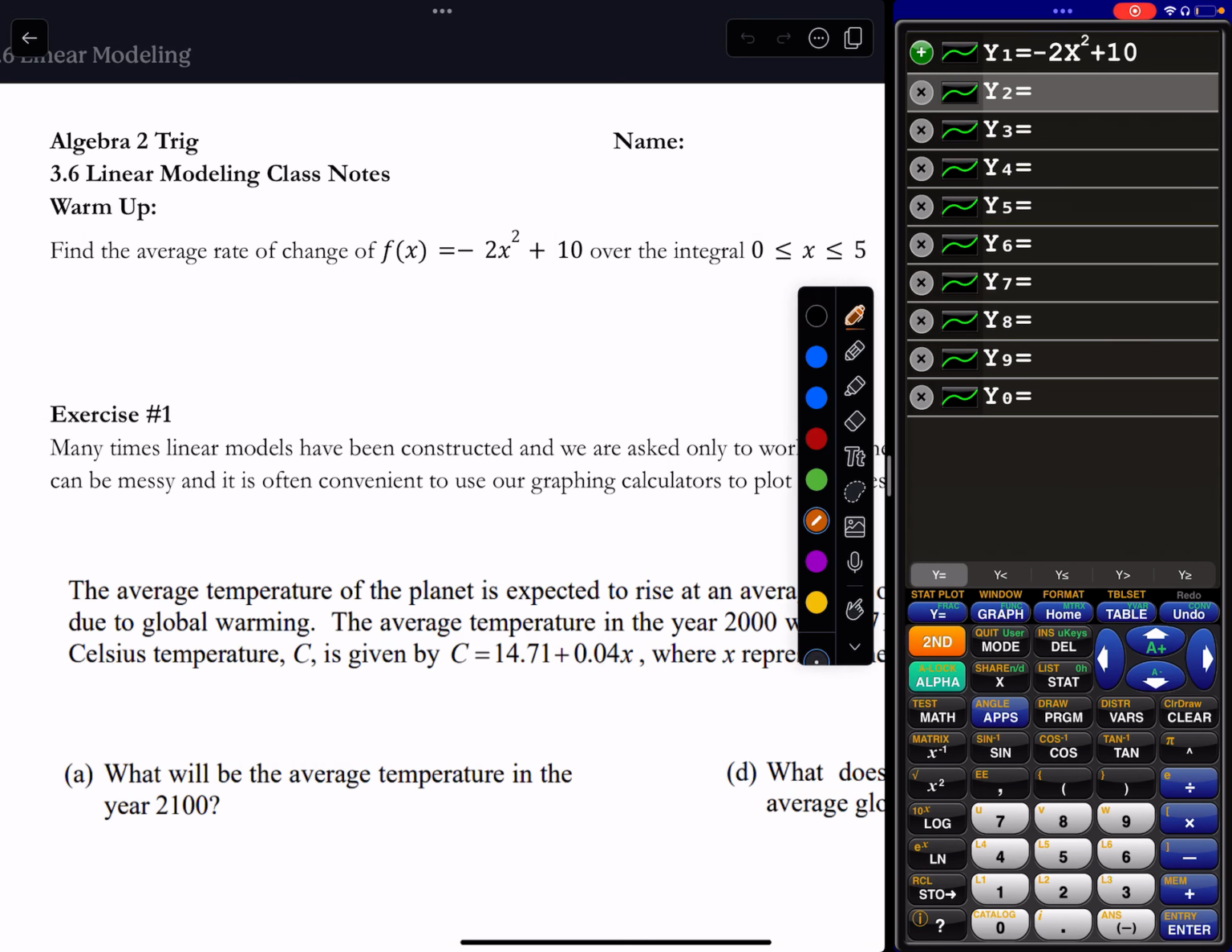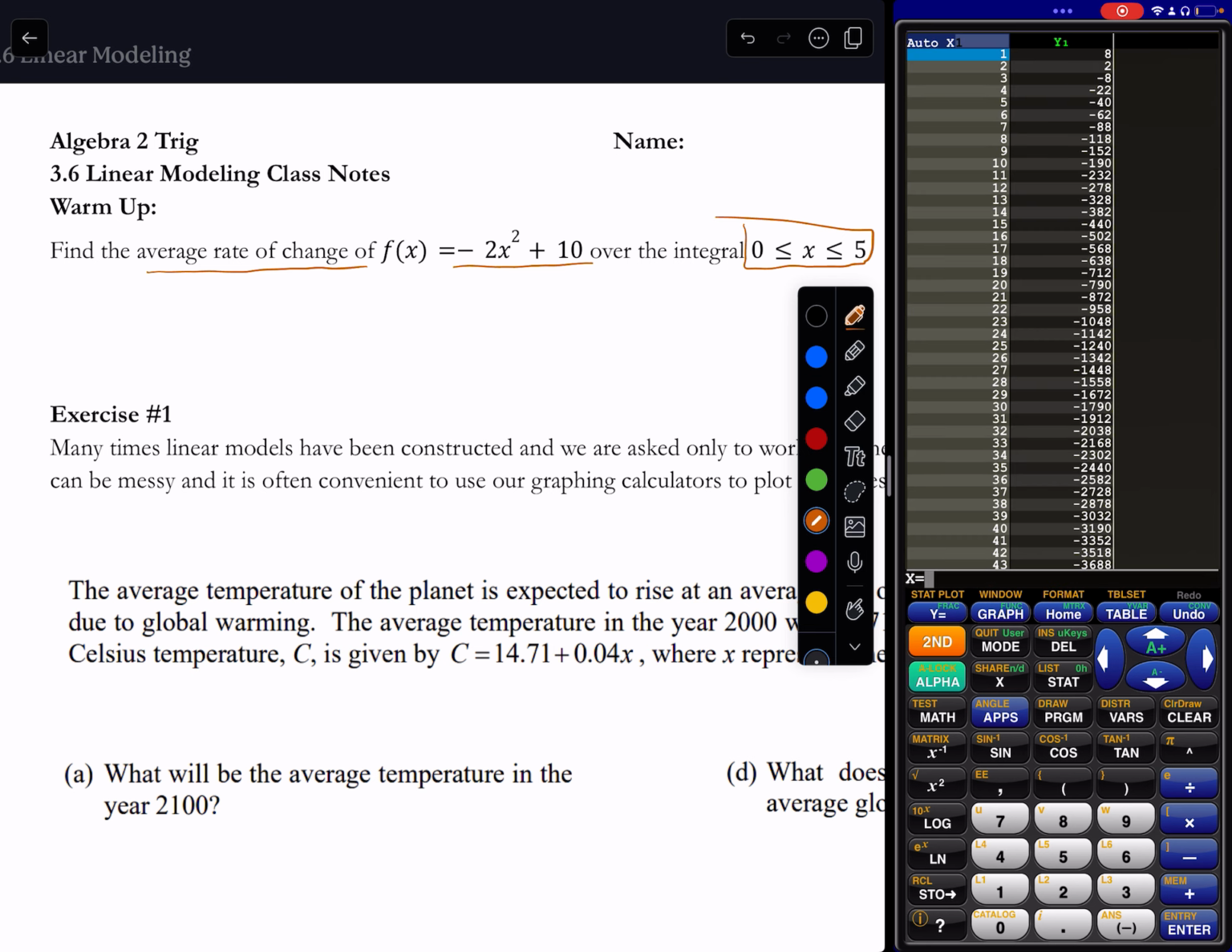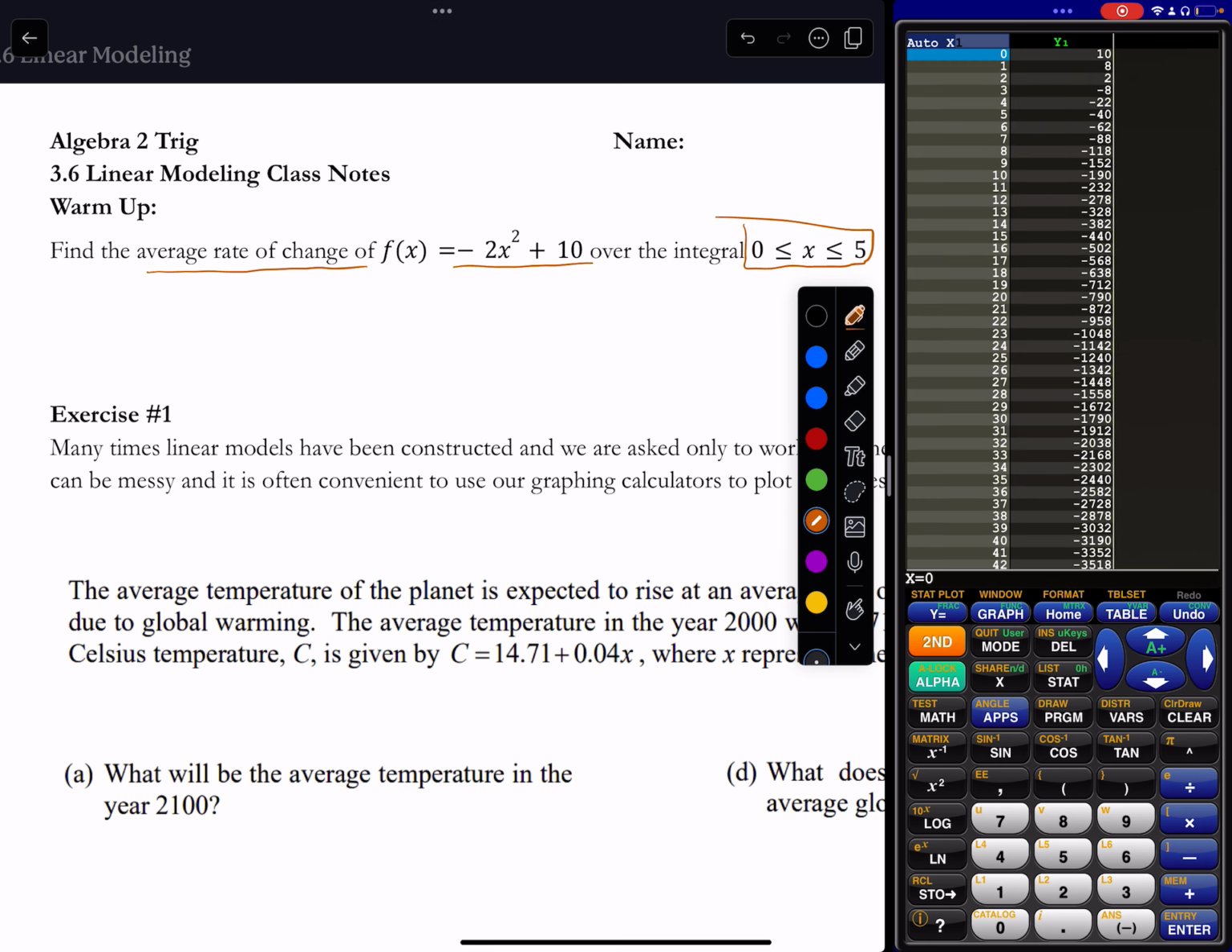Okay, everybody, we're going to take a look at these linear modeling examples here. But first, let's review our average rate of change. So if we have a function f of x equals negative 2x squared plus 10, we're looking over the domain 0 to 5 here. So I'm just going to substitute that into my calculator and then go right to the table and check out the points that we have here.